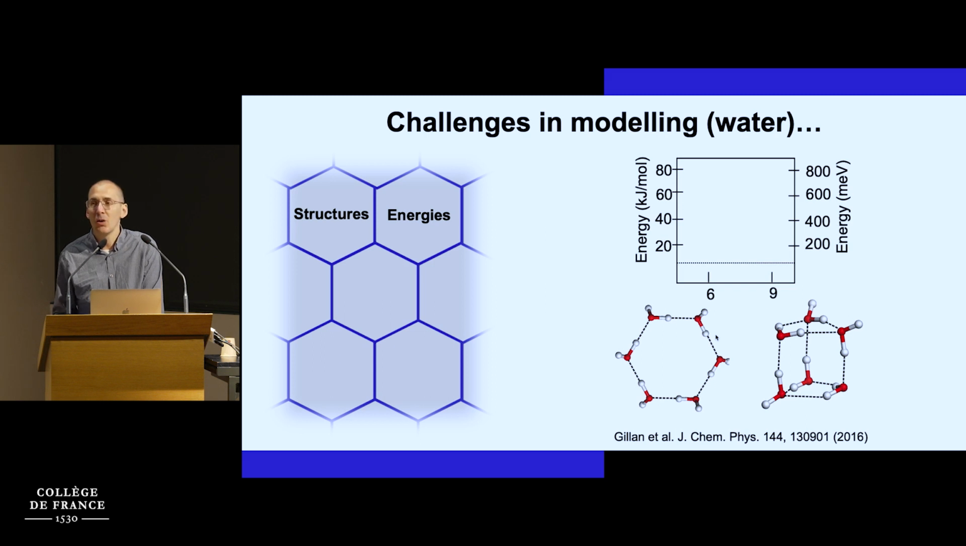So 3 on 3 in this prism configuration. And in this, there are 9 hydrogen bonds. And so if you think that a typical hydrogen bond has an energy of around 200 milli-electron volts, then you might expect a 2 to 600 milli-electron volt difference between these 2 configurations. Whereas in practice, they're essentially degenerate.